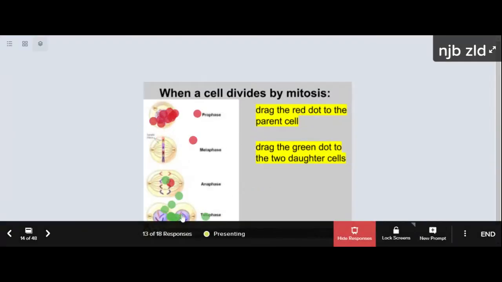Yes, parent is up here. Daughter cells is down here. Oh, I knew you guys were smart.